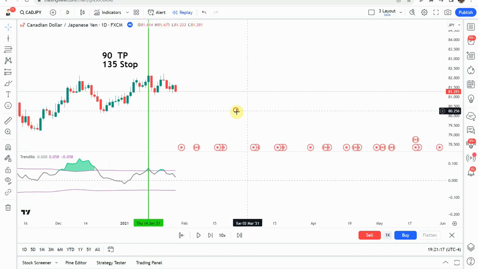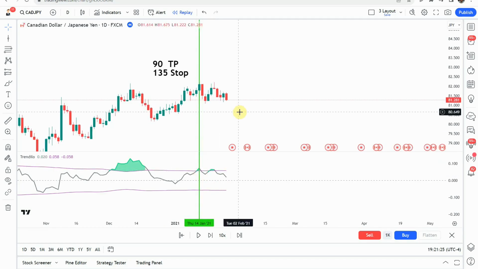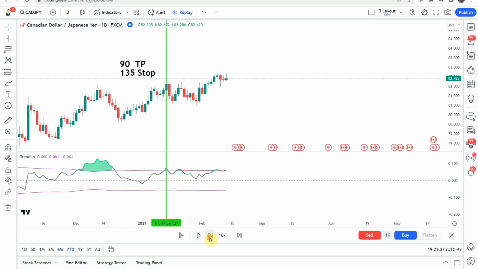Alright, the first signal that we get is a long signal. So we get that break to the upside right here. You can barely see the green just pop up there on that plot line, and it looks like we pretty much immediately get a sharp pullback. It hasn't quite stopped us out yet, and it hasn't quite hit our take profit. Let's just go ahead and play this forward.